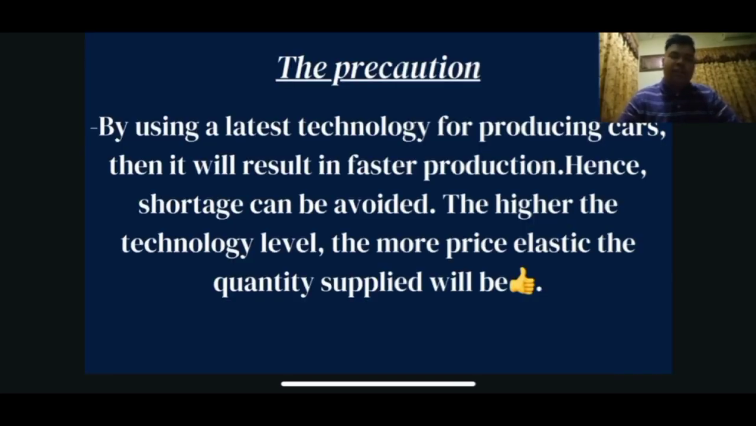So what is the precaution that Maju Auto must use? By using the latest technology for producing cars, it will result in faster production. Hence, shortage can be avoided. The higher the technology level, the more price elastic the quantity supplied will be. So that's all from me. Thank you. Assalamualaikum.